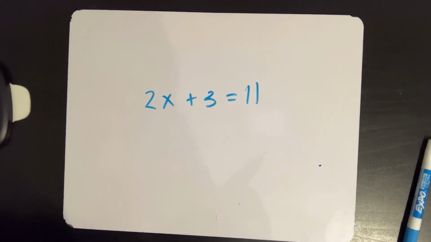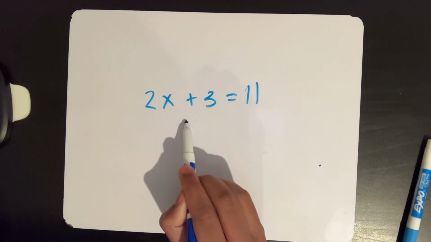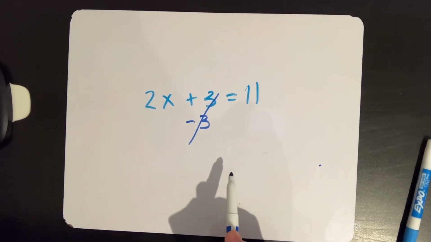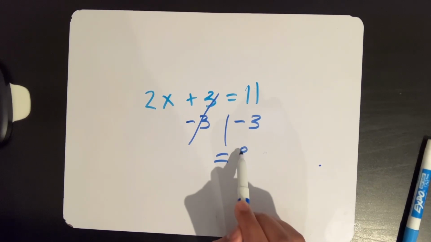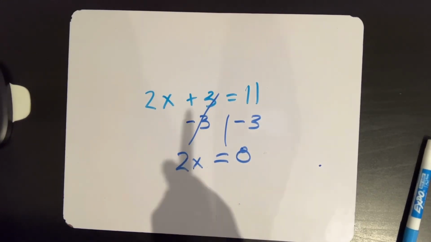Now, let's move on to two-step equations. Here, you'll need two moves to solve. Our example is 2x plus 3 equals 11. We'll do the inverse to subtract 3 from each side. Minus 3 cancels it out. We subtract 3 from 11, which gets you to 8. We'll bring down the 2x.